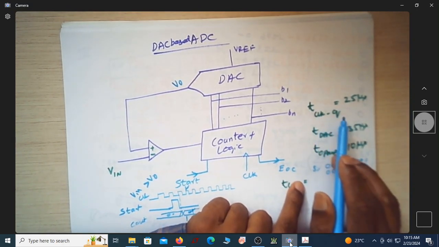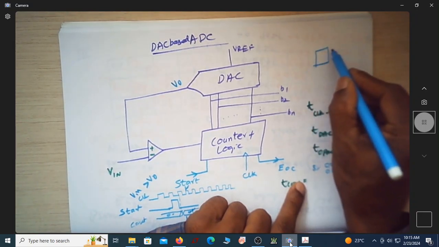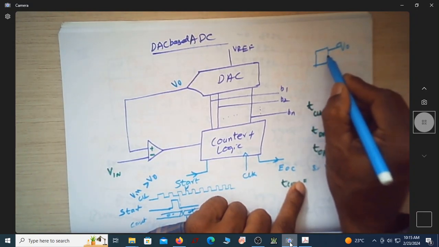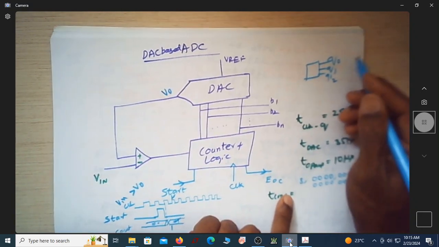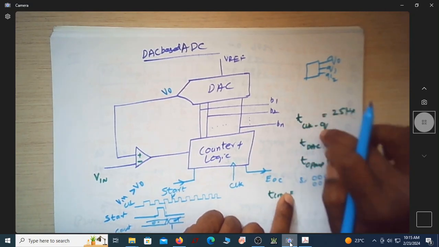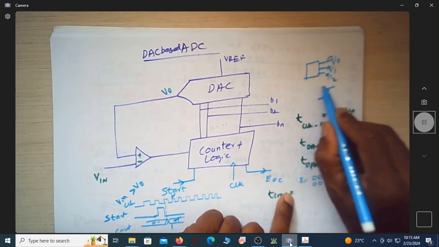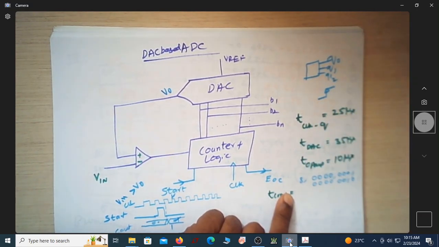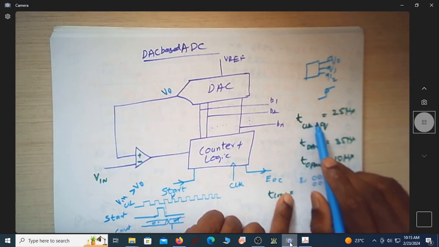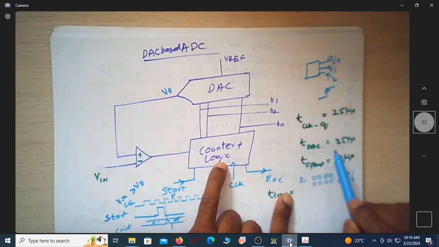Q is nothing but the output of the counter, because counters have outputs, which we usually write as Q0, Q1, Q2, Q3. So clock to Q delay is, upon the edge of the clock, how much time the counter takes to respond to that clock. That is 25 microseconds in this particular specification.